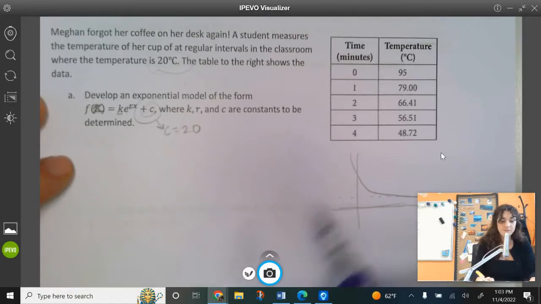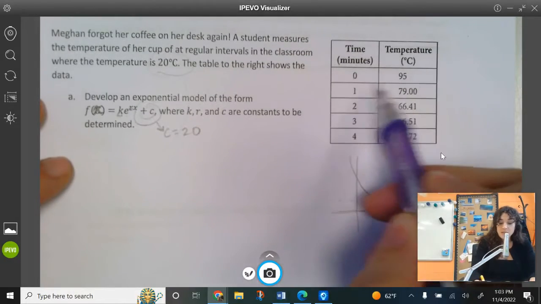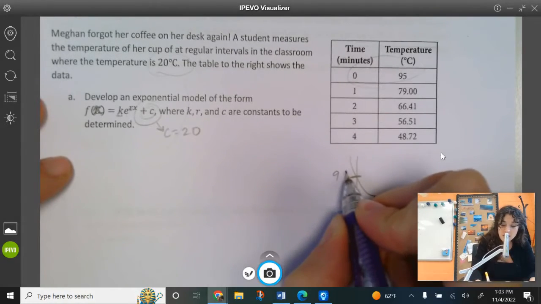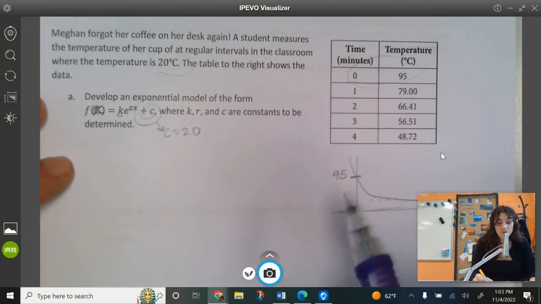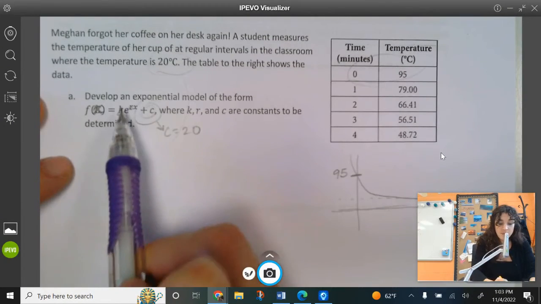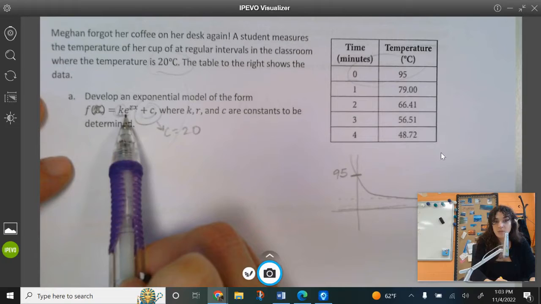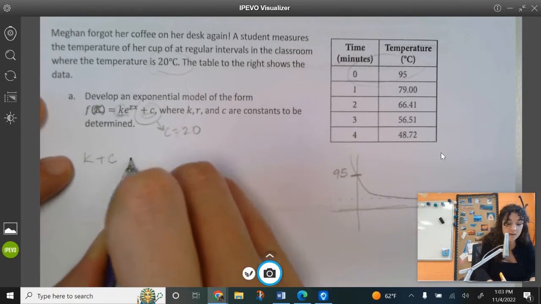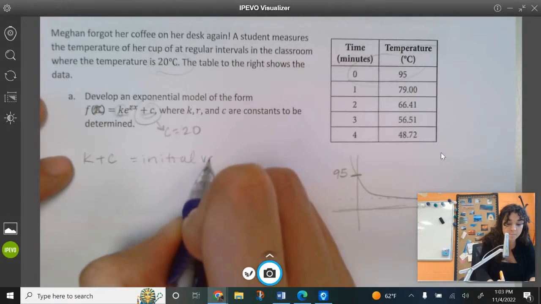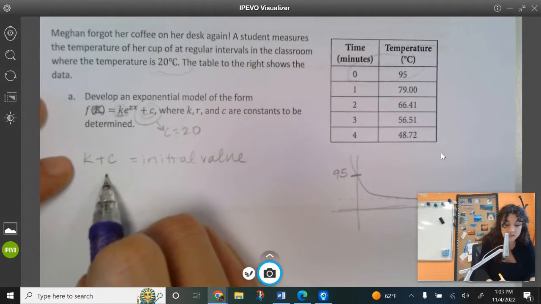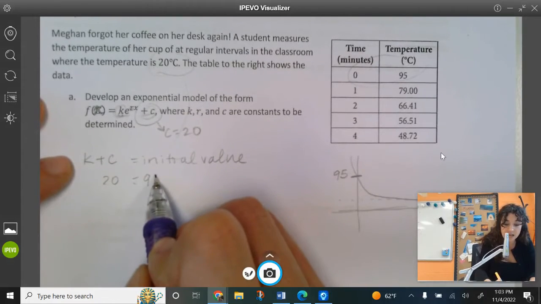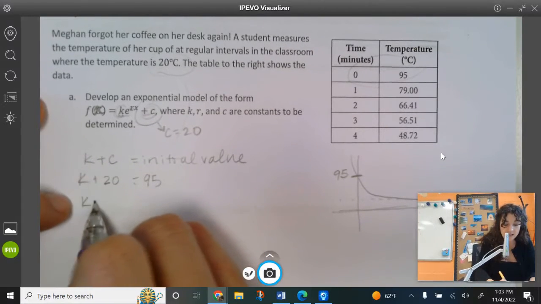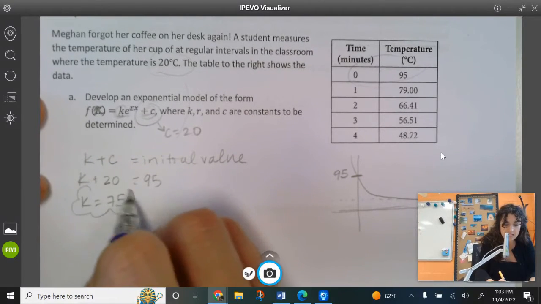So don't overlook it. Something else that I've noticed that's really important here is at time 0, we have that initial value. That initial value is 95. So typically when we're talking about initial value, it's this number in front of our exponential piece. But now that we have the plus c, we remember we can look on the very front of our notes. K plus c is our initial value. Well, we know what c is. C is 20, and we know our initial value is 95. So we can actually solve for k also right now. K is 75. So fantastic.